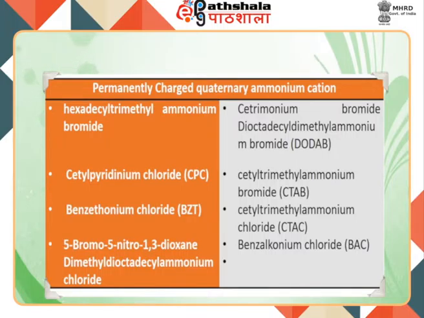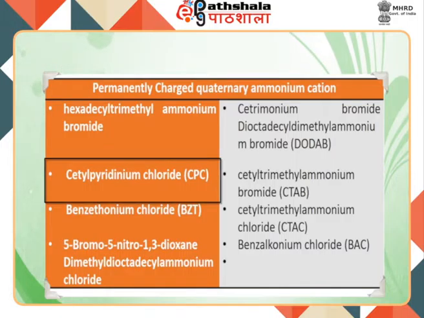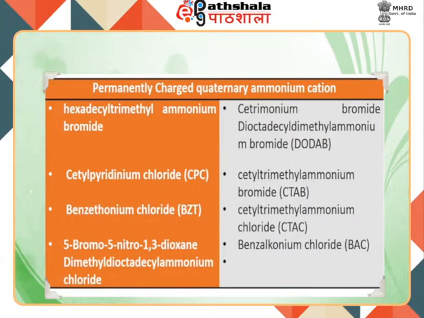Number 1, hexadecyl trimethyl ammonium bromide. Number 2, cetyl pyridinium chloride, which is also called CPC. Another one, benzethonium chloride, written as BZT. We also have 5-bromo-5-nitro-1,3-dioxane, dimethyl dioctadecyl ammonium chloride.